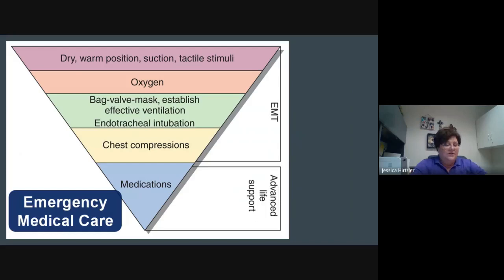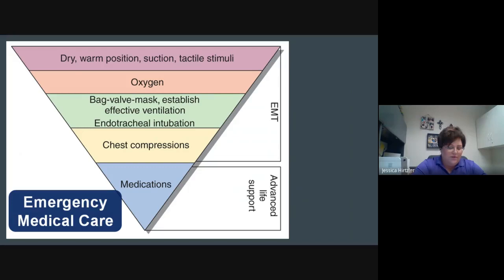When it comes to caring for neonates as well as pediatrics in general, we use what's known as the inverted triangle. The relative frequency of the need for resuscitative measures is often shown in this inverted triangle. You'll see here we go from least aggressive to most aggressive. Okay, we don't start with medications and then work our way from there. We start with basic care: keeping them warm and dry, suctioning them, tactile stimulation, then oxygen. Maybe we'll have to bag them or not. Maybe they'll have to be intubated, chest compressions, and then we get to medications, not the other way around.